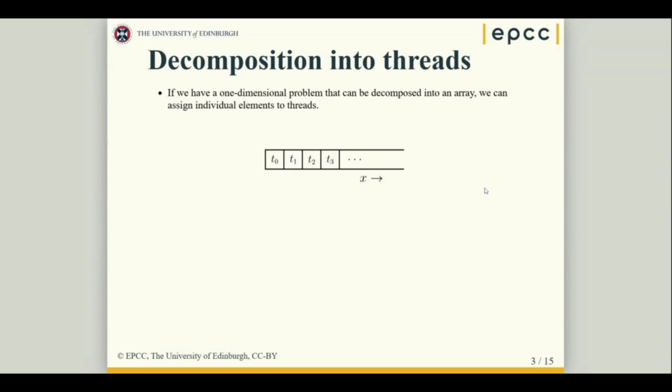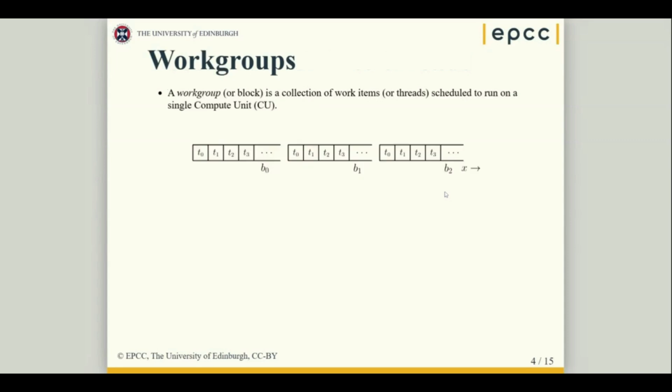But the key aspect of this is how we decompose problems into threads. If we have a one-dimensional problem, we can decompose this into an array. We can assign individual elements to different threads. So this is different stream processors on the AMD side or CUDA cores. Each thread, each core, is going to get a different piece of data to do work on. It's going to do the same instruction, but on a different bit of data. So therefore, this has to be independent work. The execution flow can't depend on neighboring bits of data. They need to be independent.